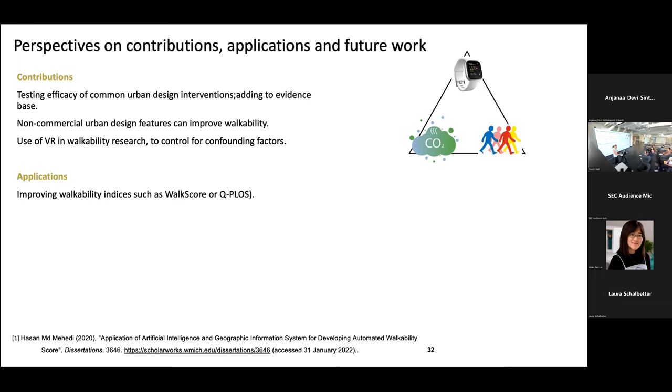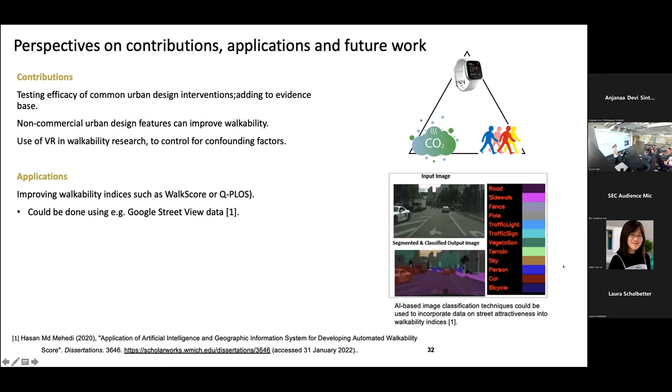And in terms of applications, you could use these kinds of results to improve the walkability indices like Walk Score or Q plus. And one way you could do this is by using Google Street View data. So you could use AI methods to classify the street environments and then calculate pedestrians as well, and use that to make a better walkability index. And of course the facade features and the building height and the liveliness are pretty easily quantifiable things, so that's why it might be possible to use this image-based data.